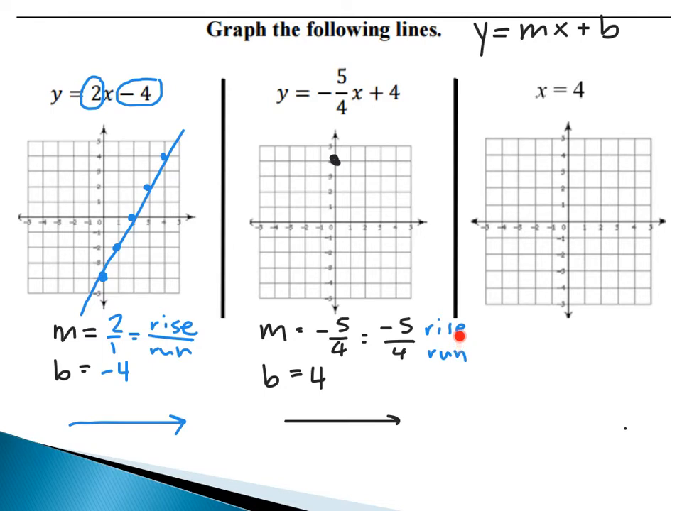Maybe instead of rising, when I see negative, maybe that means I'm going to go down 5, and that's exactly what happens. What I'm going to do from this point is not move up 5, but I'm going to move down 5 and right 4. So that's going to put me right here, and that's enough. I can only get those 2 points on this graph. But now I see I get a line that goes down and to the right.